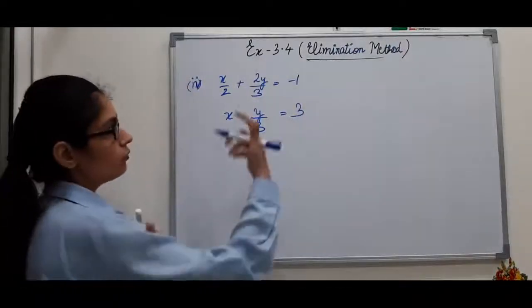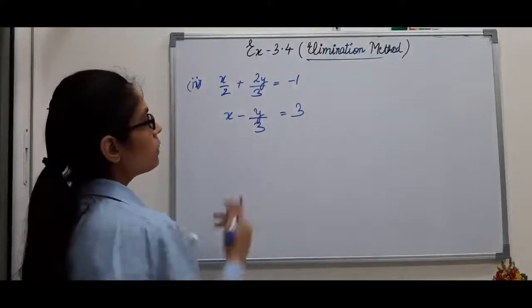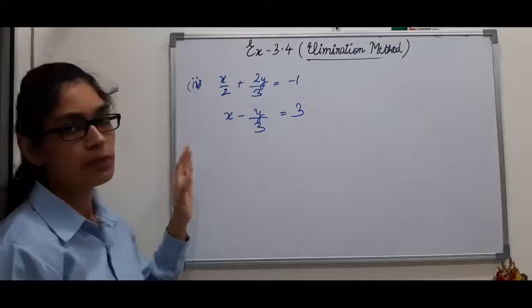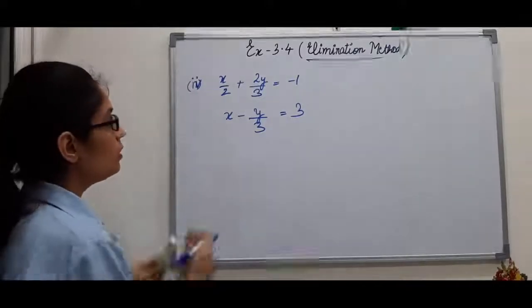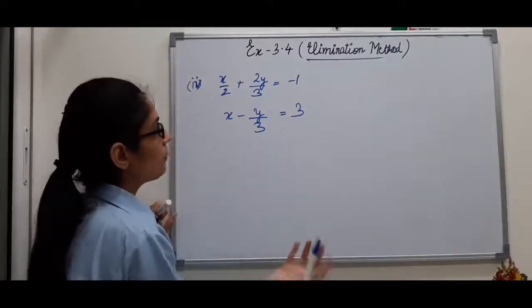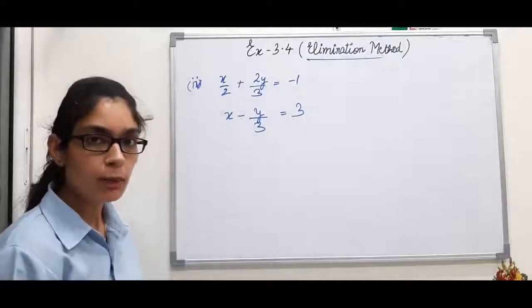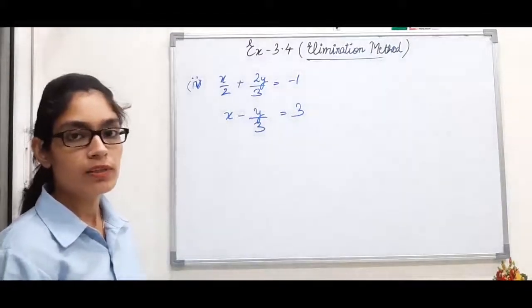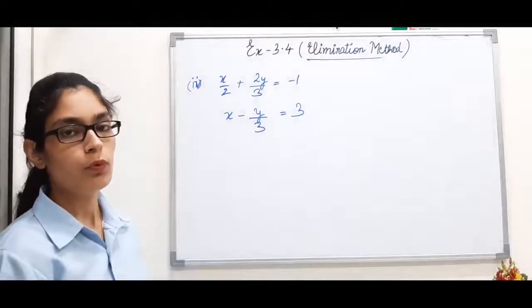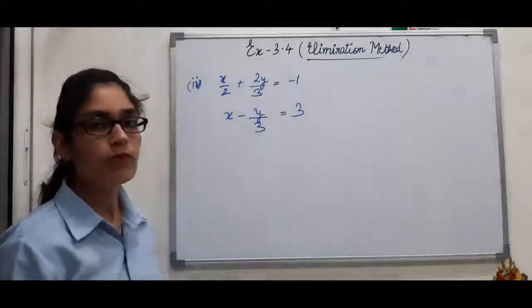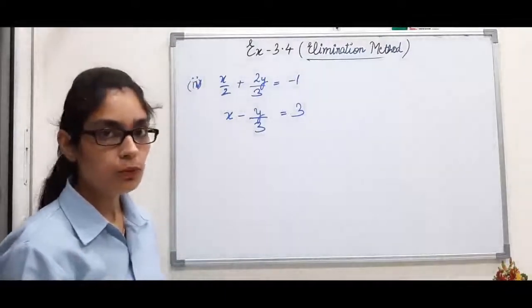First of all, while doing the elimination method, you have to make the coefficient of one of the variables the same. Let's do that step. If you want to make the coefficient of x equal, you can do that, and if you want to make the coefficient of y equal, you can do that also. It's your wish.